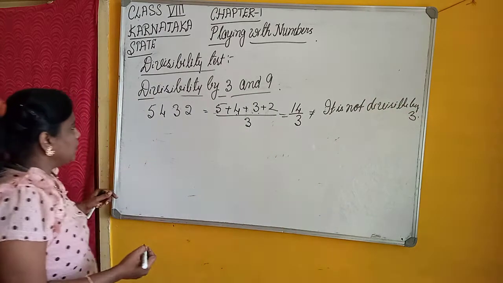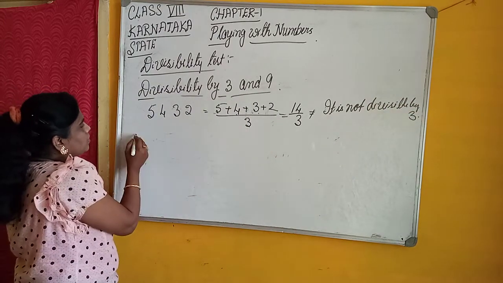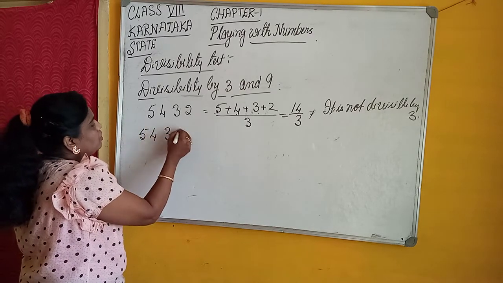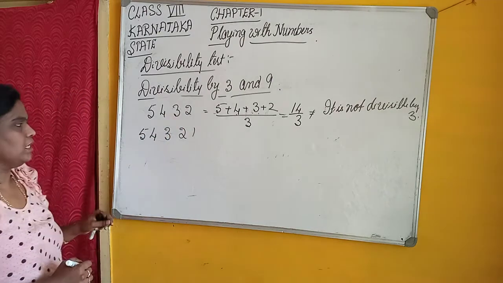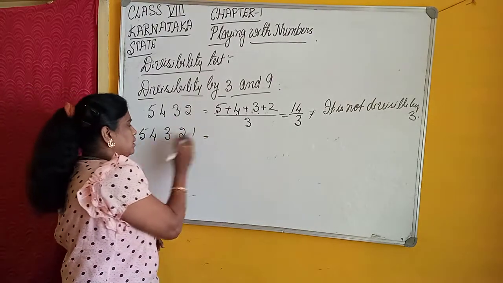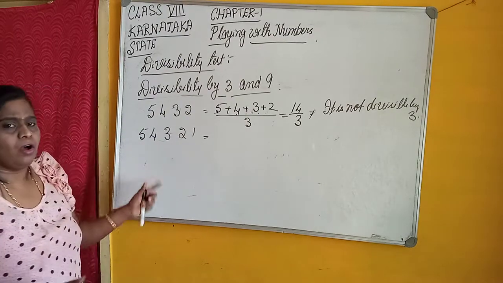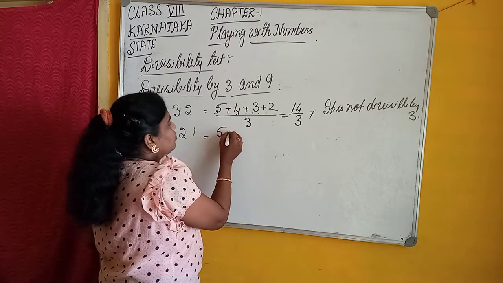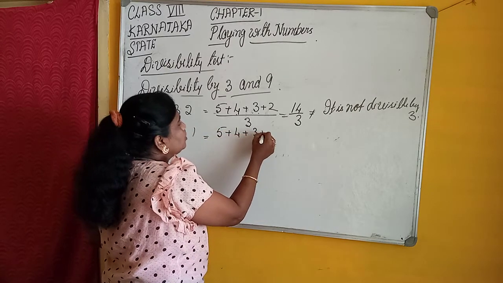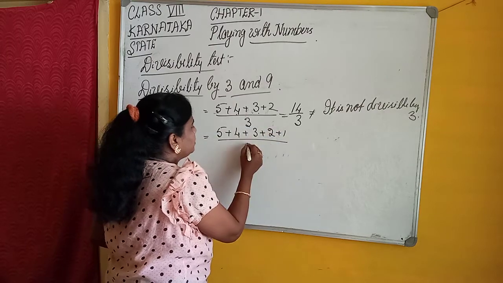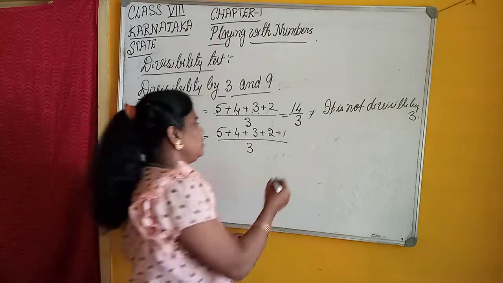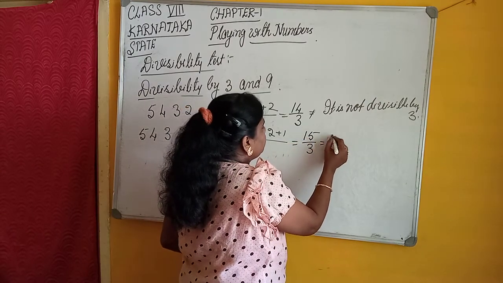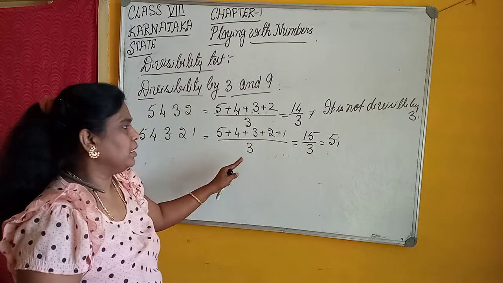Okay, let us take one more example. If in the same number, you make it divisible by 3, that is 54,321. Let us check for this. The digits in this number are added, that is, the sum of these digits is taken. That is equal to 5 plus 4 plus 3 plus 2 plus 1, divided by 3. Does it divide? Yes, here 15 by 3 is given. 3 fives are 15. Therefore, the sum is divisible by 3.